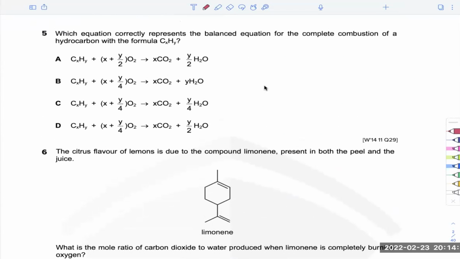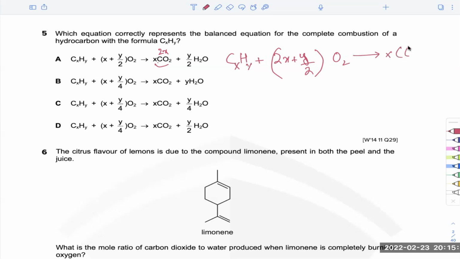Which equation correctly represents the balanced equation for complete combustion of a hydrocarbon with the formula CxHy? Pretty straightforward. You have x carbon dioxide, okay, and you have y by 2 water. We know that. If you have 3 carbons, you get 3 carbon dioxide. If you have 8 hydrogen, you get 4 water. And then how much oxygen do you have? You have 2 times x here and y by 2 times 1. So you're getting 2x plus y by 2 oxygen. Okay, that's what you're getting if you have a general equation.